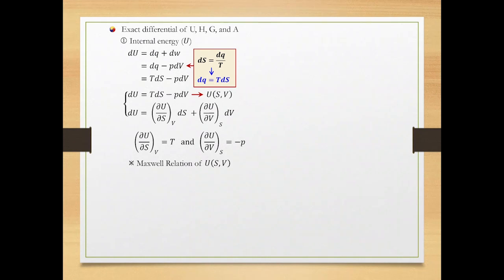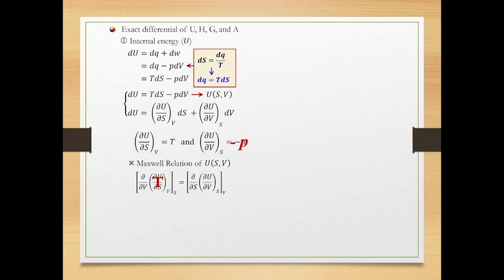Now, you will be able to write the Maxwell relation of internal energy, U. Pause the video and write it down on a piece of paper. It should be like this. As you can easily notice, the derivative of U with respect to S is equal to T, and the derivative of U with respect to V is equal to negative P.